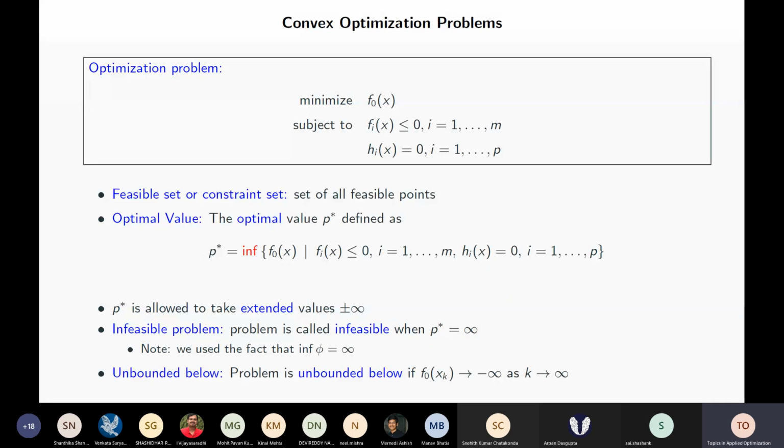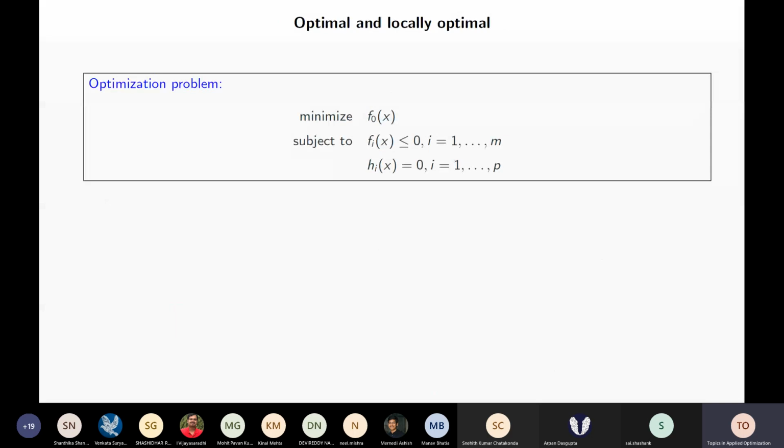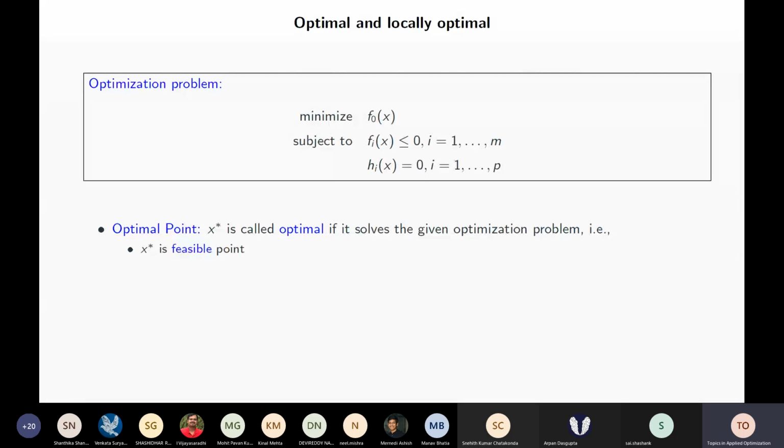The problem is unbounded below if there is a sequence of points x_k for which the objective function tends to minus infinity as k tends to infinity. And then we define the so-called optimal point. x star is called optimal if it solves the given optimization problem. In other words, first of all it has to be feasible, and then it has to attain the optimal value. In other words, f naught of x star must be equal to p star.